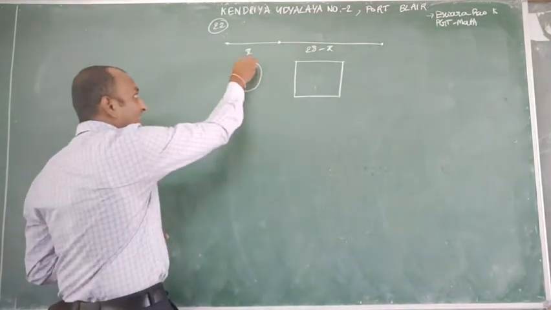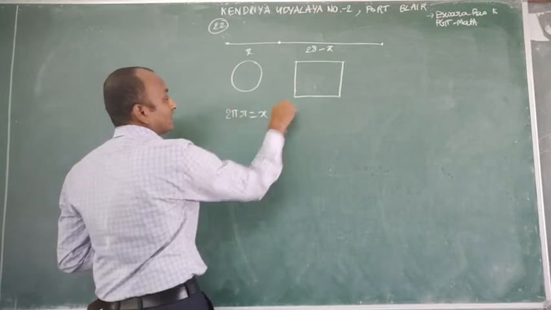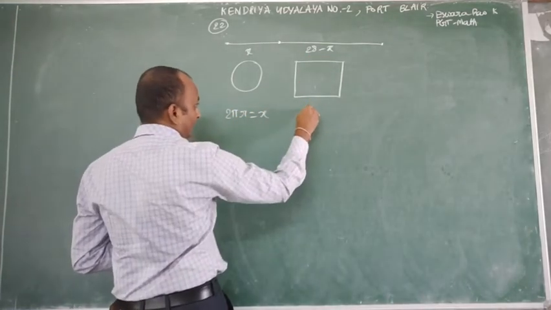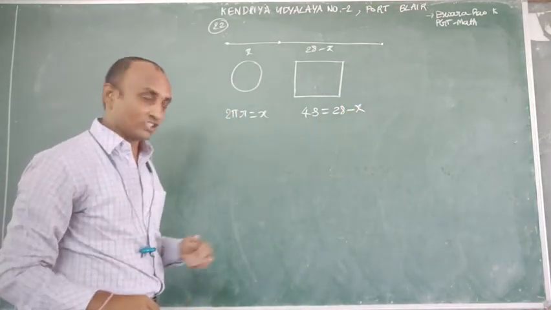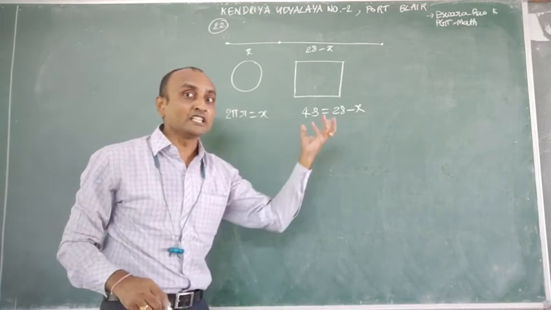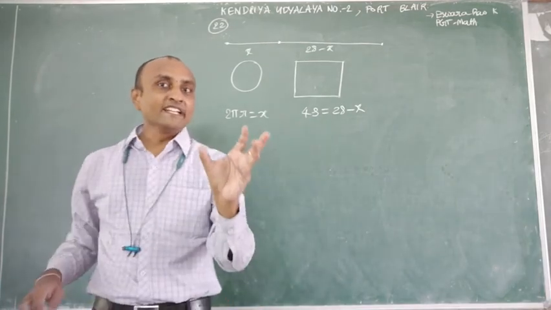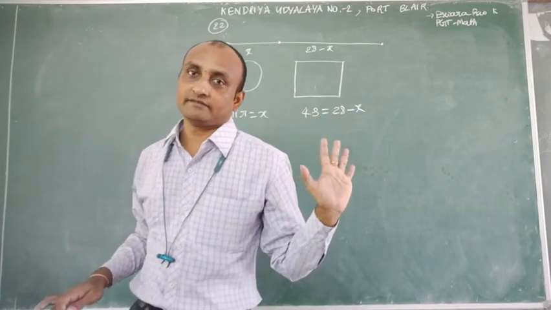That means the circumference of the circle is 2 pi r, which is equal to x. The perimeter of the square is 4 into side, which is equal to 28 minus x. We should find out the value of x and 28 minus x so that the combined area is minimum. That means the combined area must be expressed in one variable and differentiated, right?